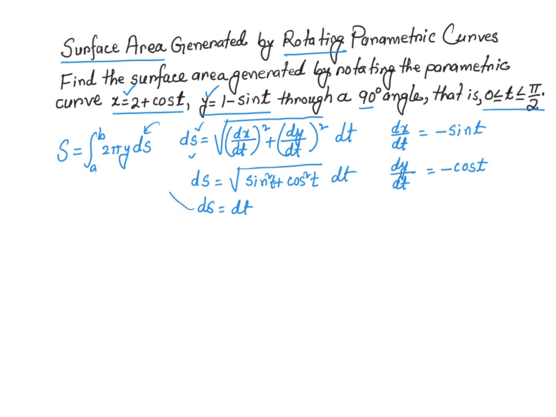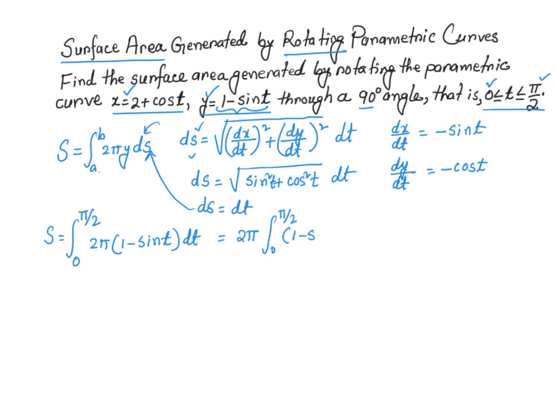Now I'm going to take this and plug it right in here. So S is equal to the integral from a to b. A is 0, the lower limit. B is pi over 2. So 0 to pi over 2, 2 pi times y. Now my y is 1 minus sine of t. Now ds is dt, so I'll just put dt. Now 2 pi is a constant, so I could pull it outside the integral. 2 pi times the integral from 0 to pi over 2 of 1 minus sine of t dt.